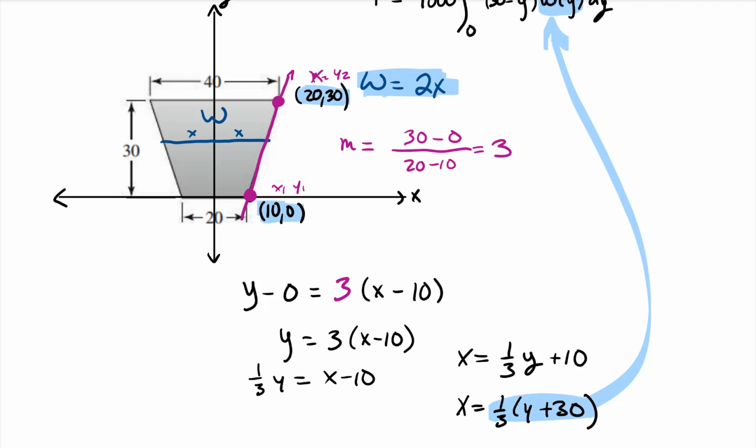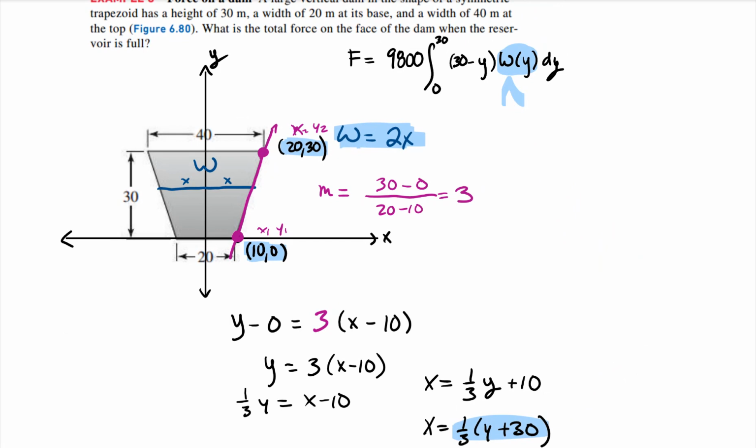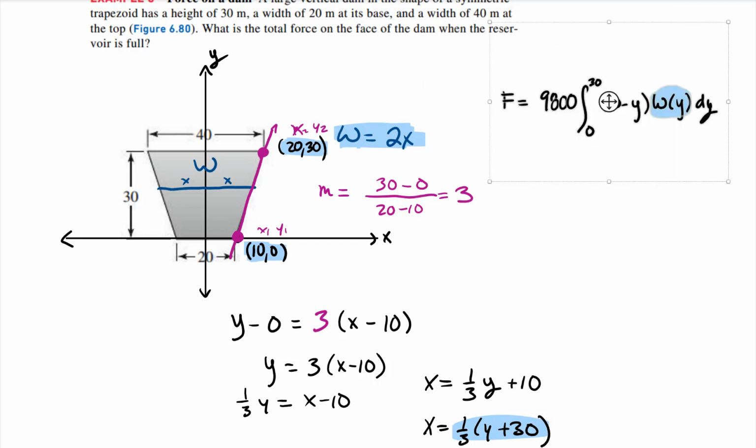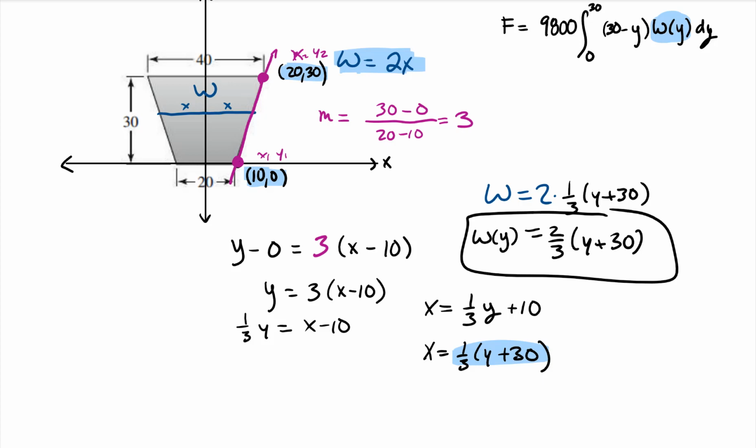Not so fast. The width is 2 times our x value. So before we're allowed to plug that in, before we're allowed to do anything with it, we've got to multiply our x value. The width is 2 times our x value, 1/3 y plus 30. So we get 2/3 y plus 30. And that is our width function, all in terms of y.